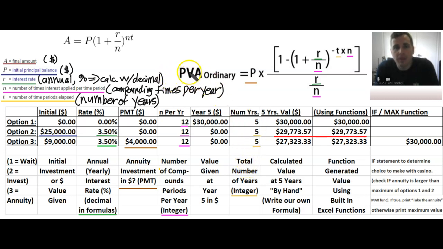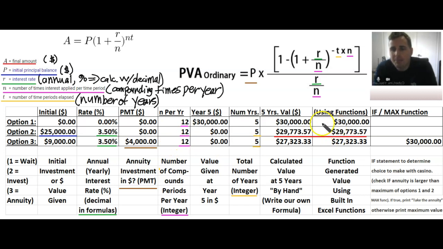Now notice with the value of an annuity equation, the variables are the same, R, N, and T, except there's an additional value, and that's P, or sometimes called PMT, payment. That's the annuity that's invested. And remember, for this number, we're using $4,000, but we're actually dividing by 12 when we calculate this in the formula, because again, we're assuming it's $4,000 over the entire year, so each month it's 1/12 of $4,000.